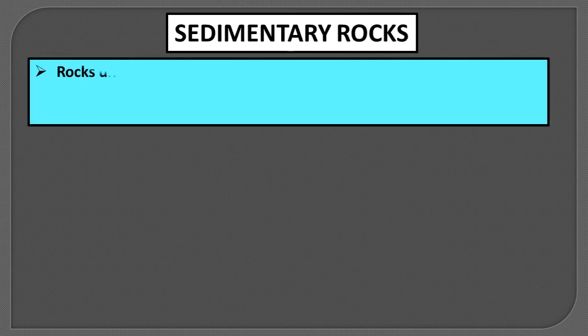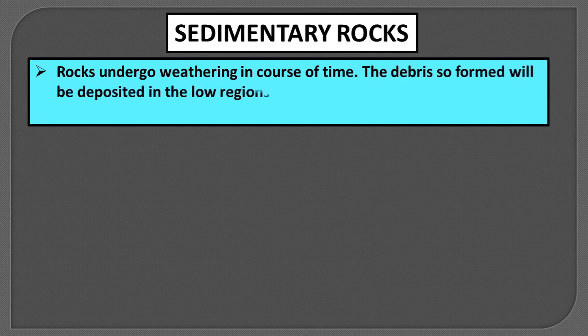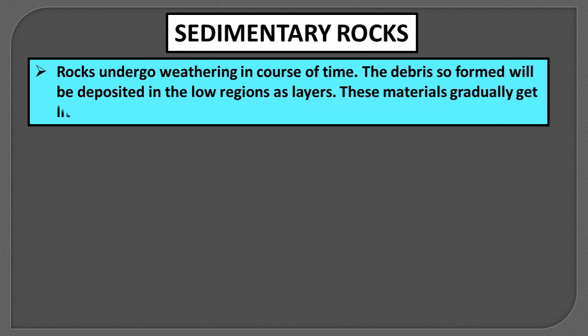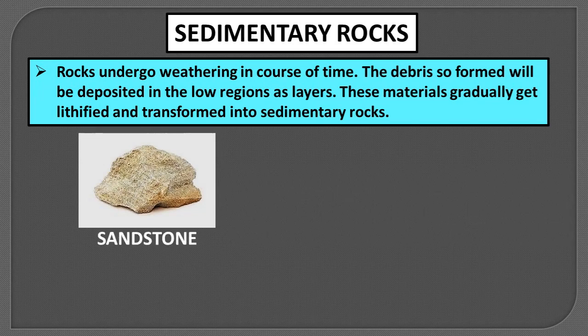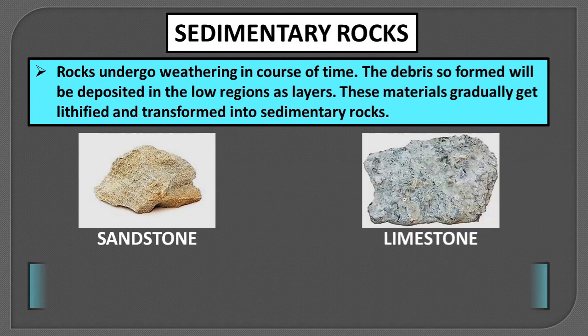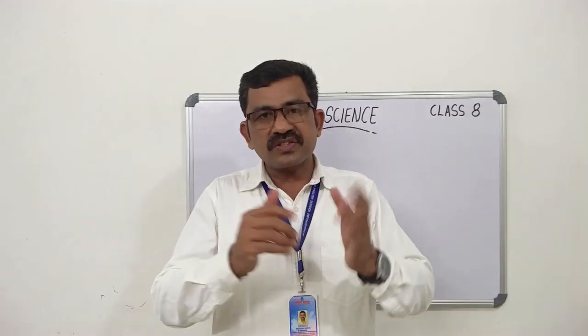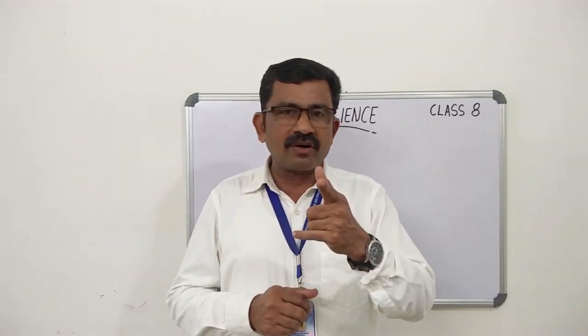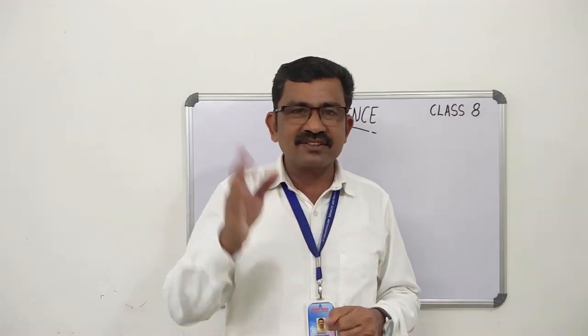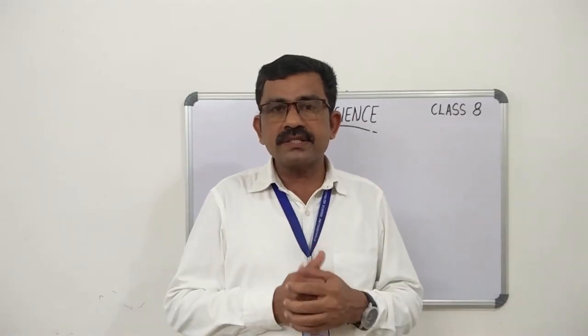Sedimentary rocks. Rocks undergo weathering in course of time. The debris so formed will be deposited in the lower region as layers. These materials gradually get lithified and transformed into sedimentary rocks. For example, sandstone, limestone, etc. As the sedimentary rocks are formed in layers, they are also known as stratified rocks. Children, what is the other name of sedimentary rocks? Yes, stratified rocks. Good.